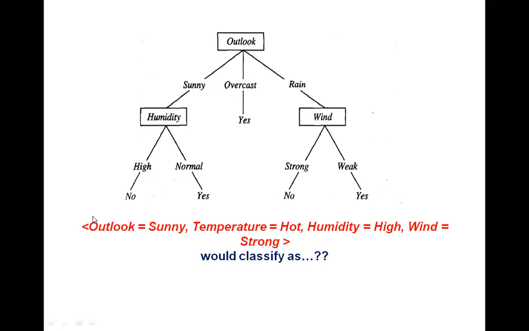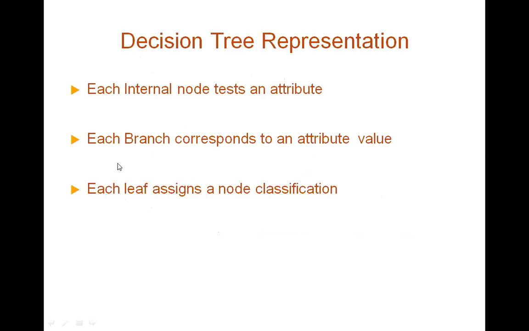So if your attribute has got 4 values, it will lead to 4 branches. Is it clear? Wind has got 2 values, strong and weak. So it has led to 2 branches. Humidity has got 2 values, high and normal. It has led to 2 branches. Each branch corresponds to an attribute value.